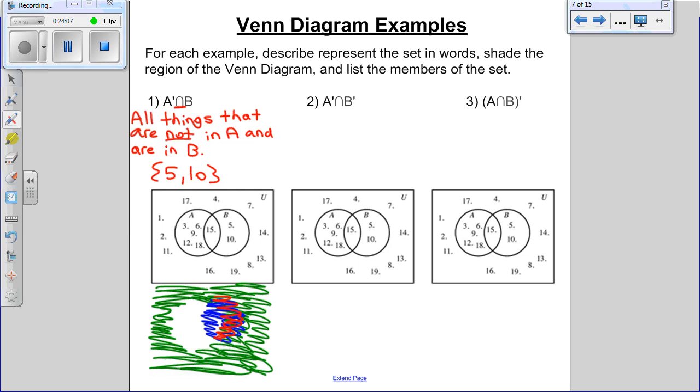Okay, I'm going to let you try number 2 and number 3 on your own. So give it a shot, see if you can figure it out. It's tough. 3 is definitely kind of confusing as well, but give it a shot. And I'll talk it through either way at the end.